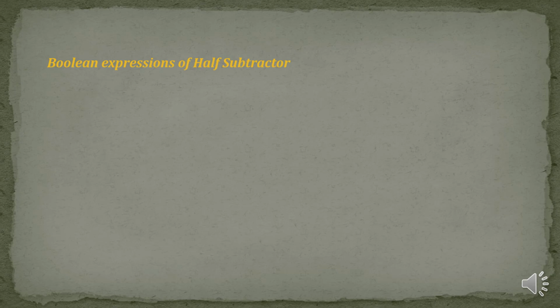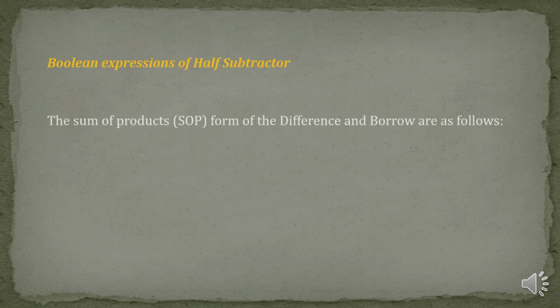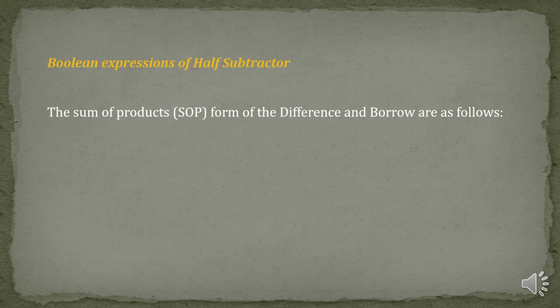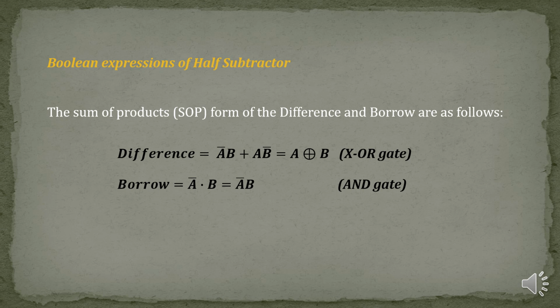Boolean expression for half subtractor. The sum of products SOP form of difference and borrow is as follows. Difference is equal to A bar B plus A B bar, that is equal to A XOR B. This is the output of the exclusive OR gate. Borrow is equal to A bar B, and this is the output of the AND gate.